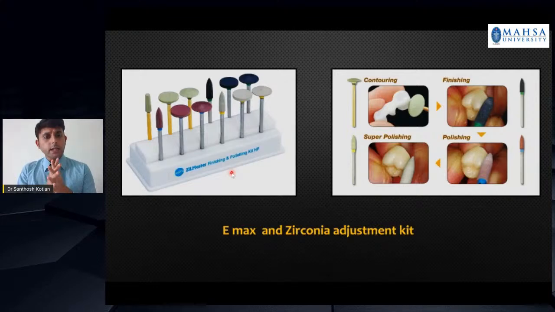It can also be used for Emax. The design of the burr is slightly different from the usual finishing and polishing burrs. Here the diamond is more densely packed, with a silicone binder. So you can use the discs over here to do the contouring, followed by finishing with the blue color, then polishing with the pink color, and then super polishing with the white color burrs.